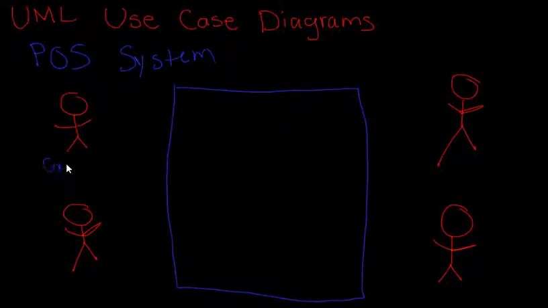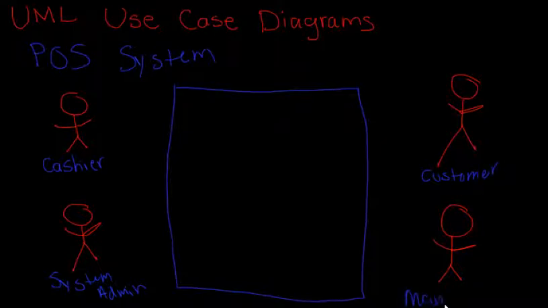So just for clarification, let's go ahead and label these. For our point of sale system, we're going to have our cashier. We're going to have our system admin. And then we're also going to have on this side our customer. And we are going to have our store manager.